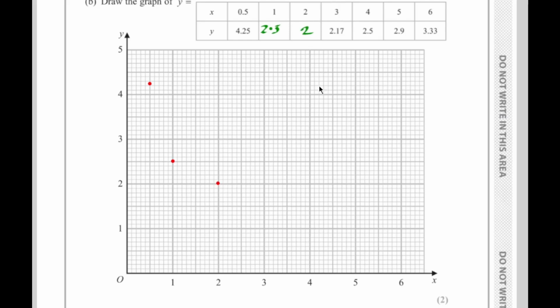Third one, 3, 2.17. 4, 2.5. 5, 2.9. 6, 3.333, 1, 2, 3 here. Right, now let's draw the curve.